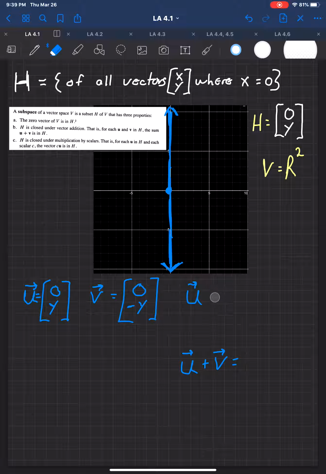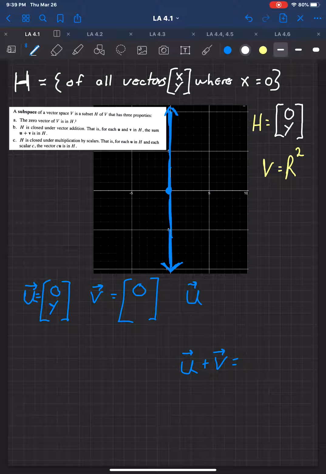I'm going to try to say, well, what if we chose, since these are the options, y can be negative or positive, let's say we chose two positive y values. So y sub 1 is a positive number, y sub 2 is a positive number. Now let's see what that would look like if you had u plus v. Ready? So 0 plus 0, we still have 0. And then for the y value, you would have a positive y value plus another positive y value.